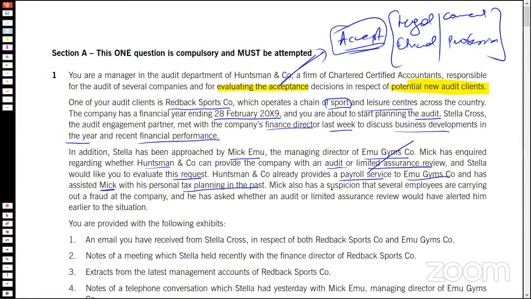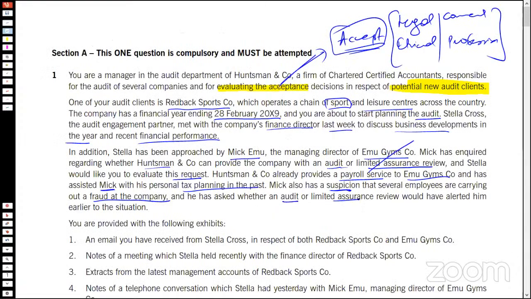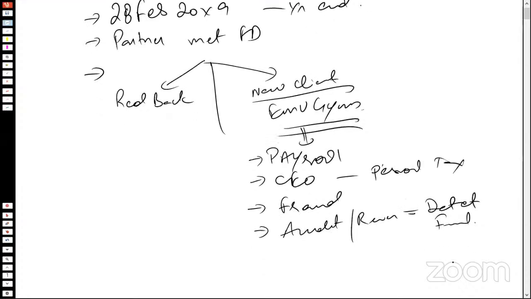It says Mick also has a suspicion that several employees are carrying out fraud at the company. Okay. So there is also a hint of fraud. And he has asked whether an audit or limited assurance review would have alerted him earlier to the situation. So he wants to know whether it's the audit or the review that actually helps you detect fraud. Is it an audit? Is it a review? What is it that actually helps you detect fraud?